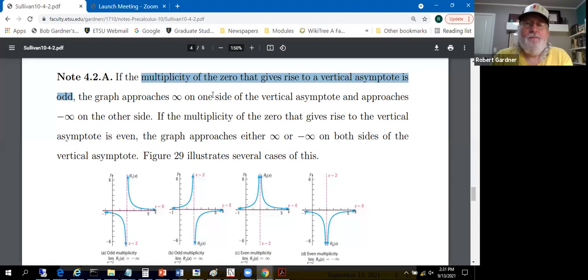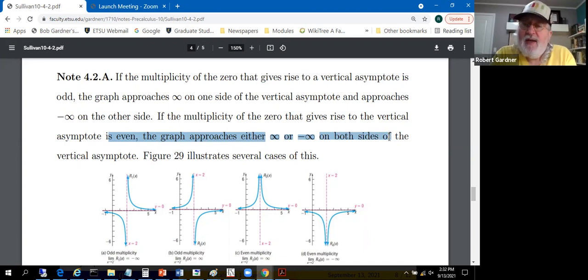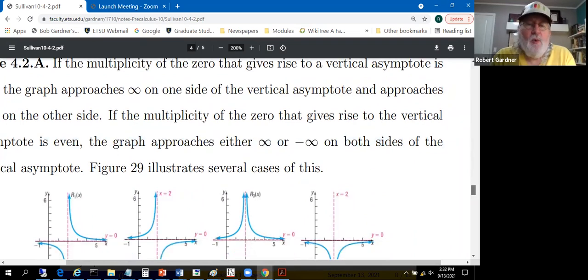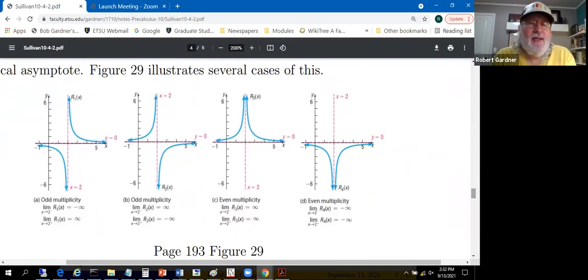If the multiplicity of the 0 that gives rise to the vertical asymptote is even, then the graph either approaches infinity or negative infinity on both sides. That is to say, it either goes up on both sides or goes down on both sides. What's happening here is a change in sign. Here, the graph changes from negative to positive when you transition through. It looks like x equals 2 in this one. I can't plug in 2. We got an asymptote there if it's a rational function.